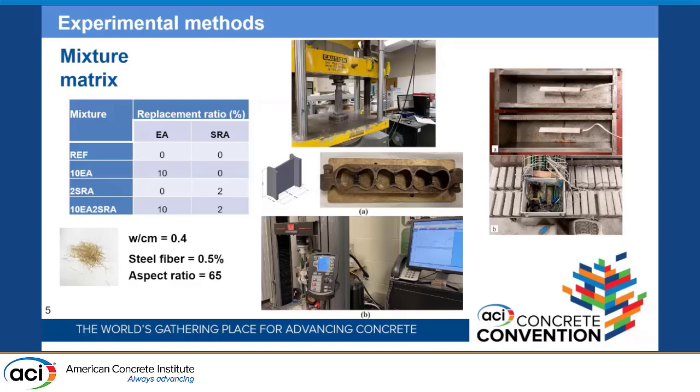You see the mixture matrix on the table. I use high content of expansive agent and shrinkage reducing admixture. Expansive agent was used at 10%, substituted by weight of cement, and SRA 2% of the cementitious material and substituted to water. Water to cementitious materials ratio was 0.4, and steel fiber was 0.5 of the volume of concrete, and aspect ratio of the fiber was 65.